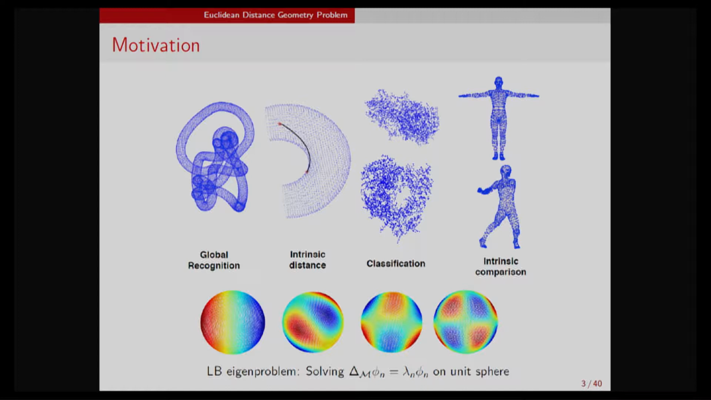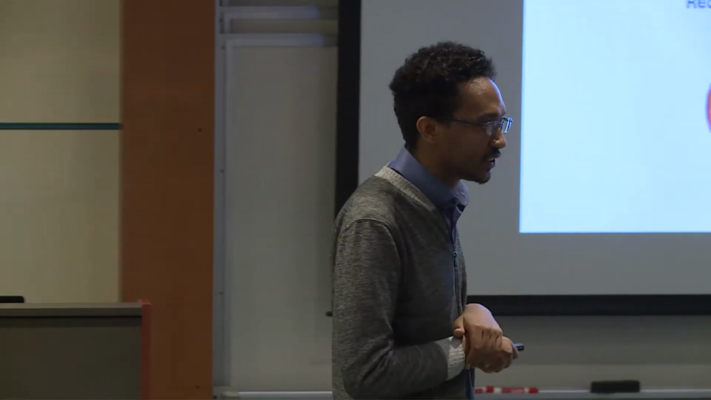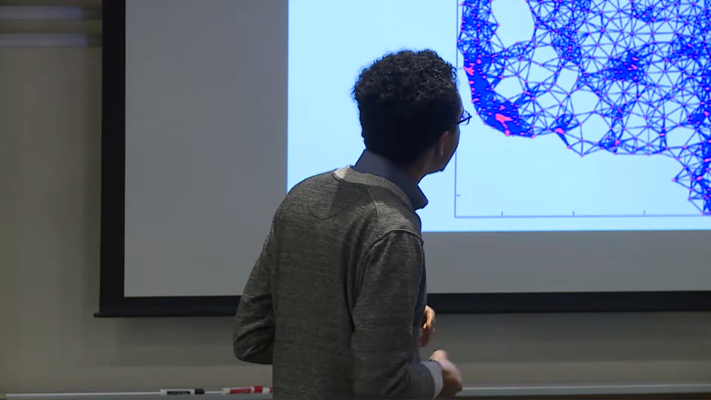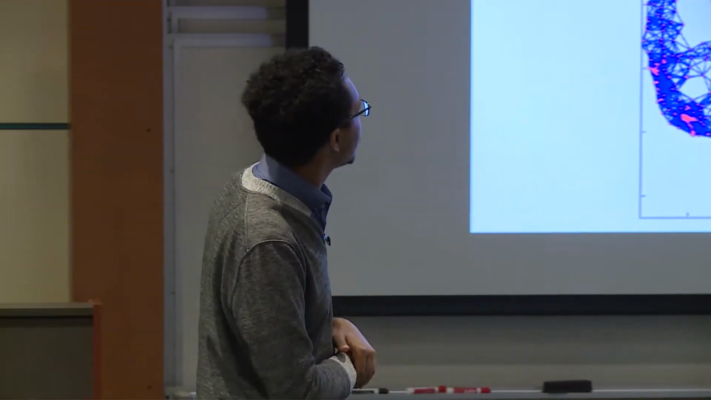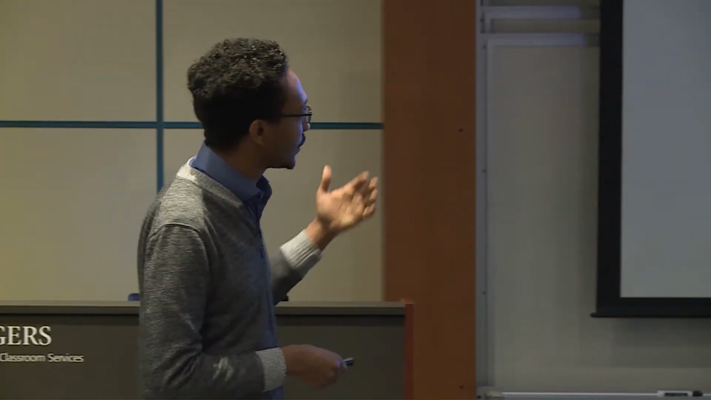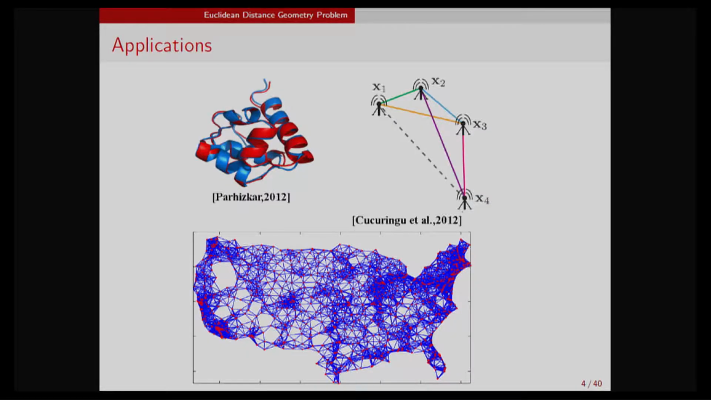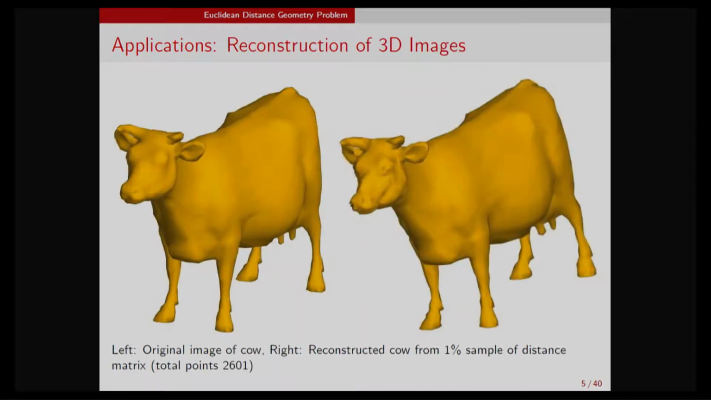It happens that when this problem was being solved, what you had was not the points, but some incomplete pairwise distance information. There are a lot of applications for the Euclidean distance geometry problem, from understanding the structure of proteins, to sensor network localization, to, for example, finding the location of cities, and so on.